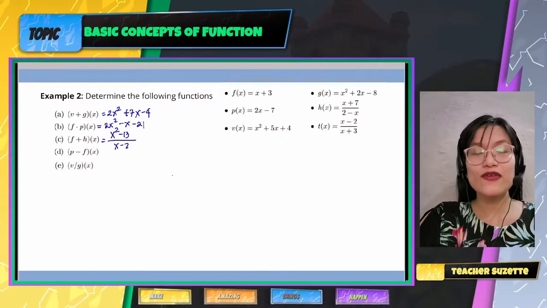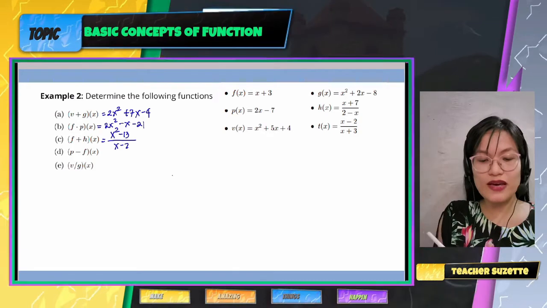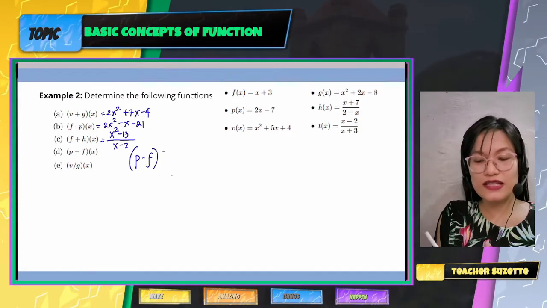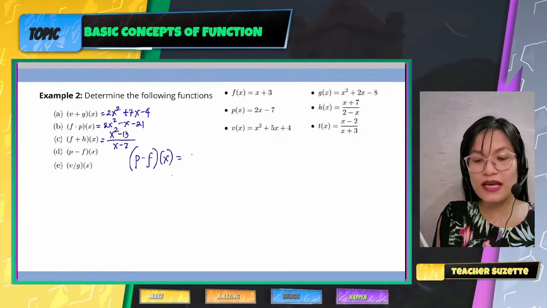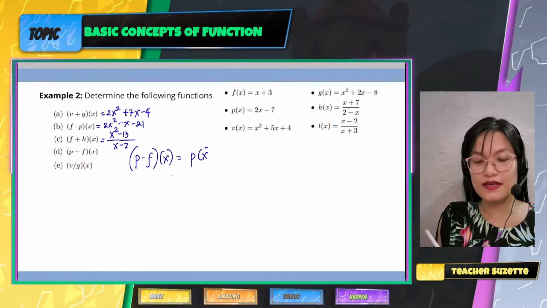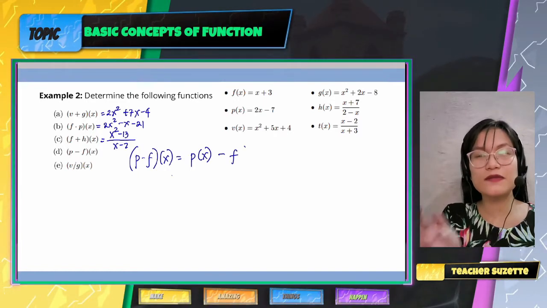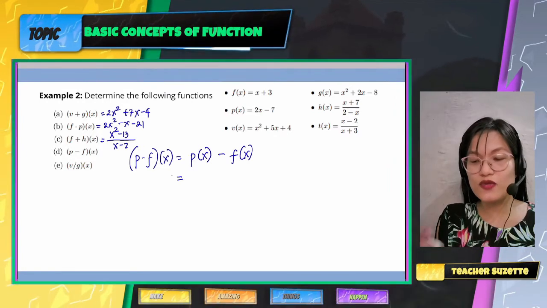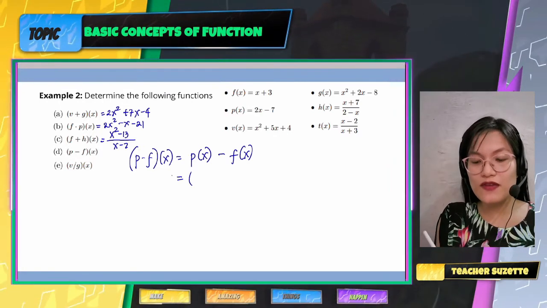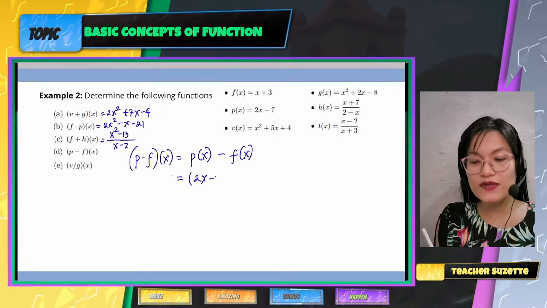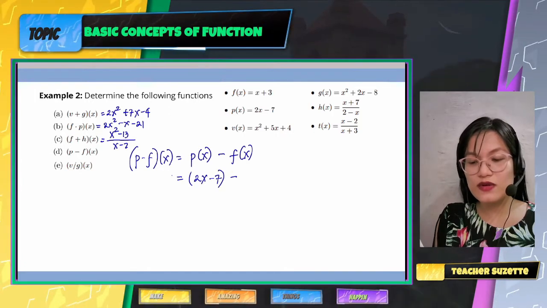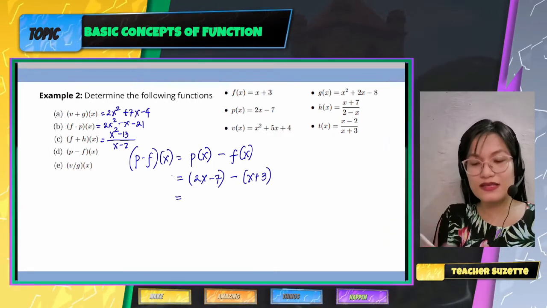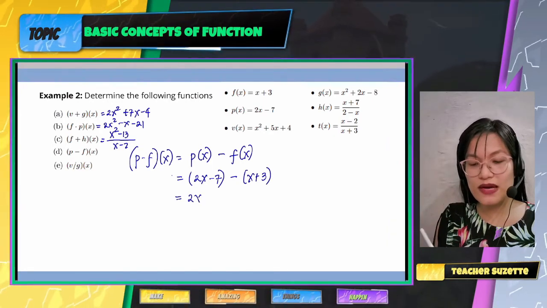Now, let's have letter D. For our letter D, we have a function of p minus f of x. So, that is equal to p of x minus f of x. For this one, it is the same solution or same process as our previous examples. So, we are now going to input our p of x which is equal to 2x minus 7 while our f of x is equal to x plus 3. Now, let's remove the parentheses. So, we will have 2x minus 7.